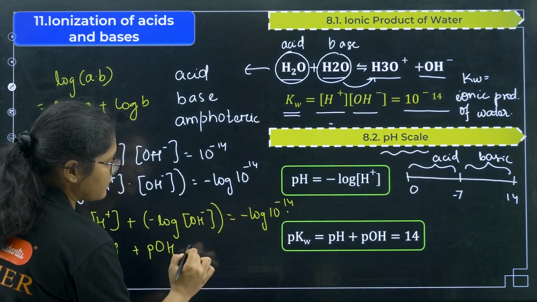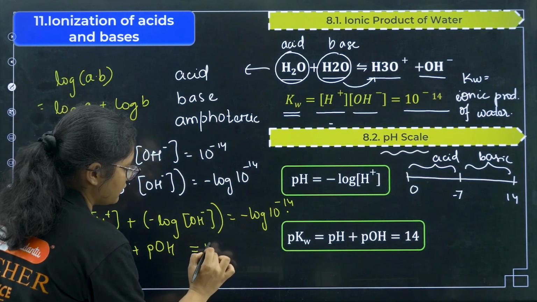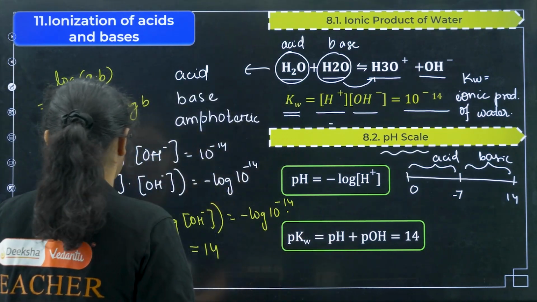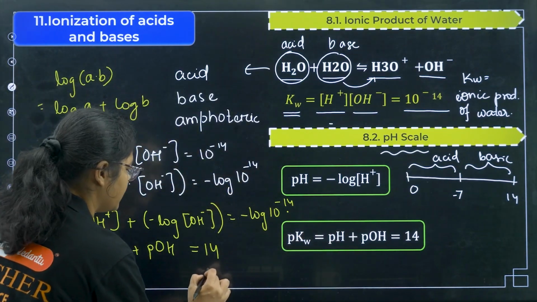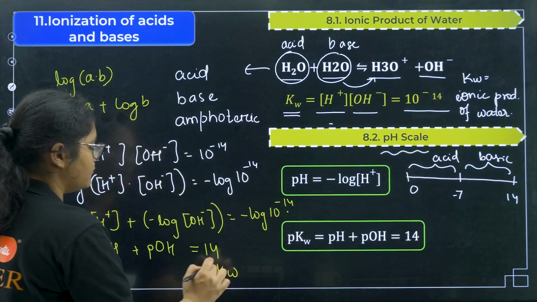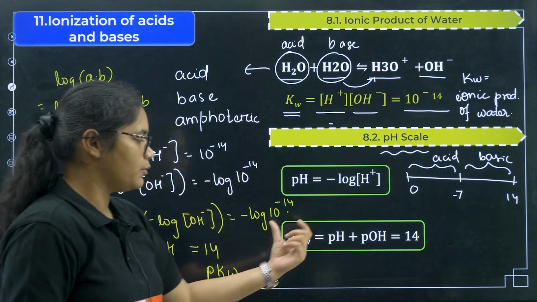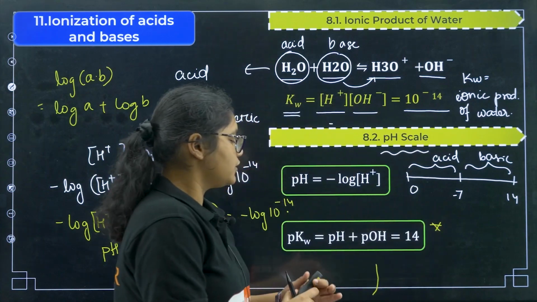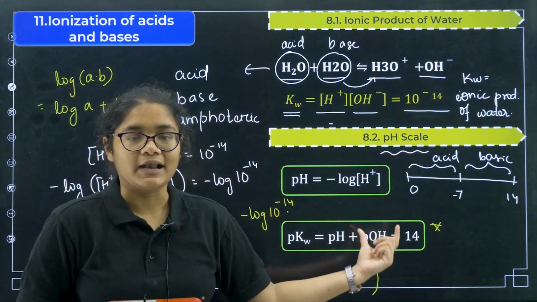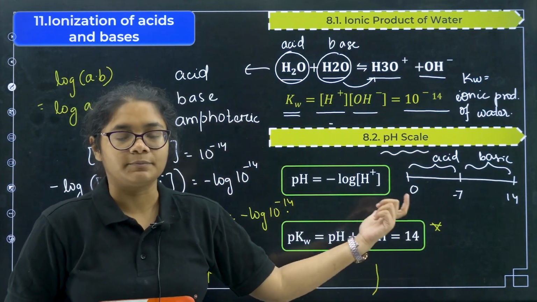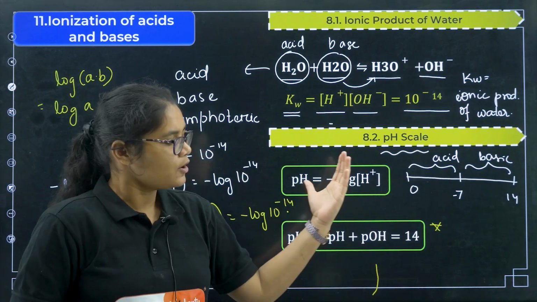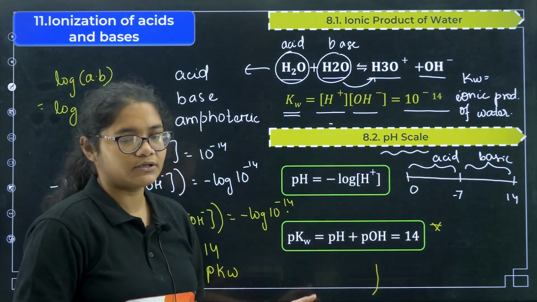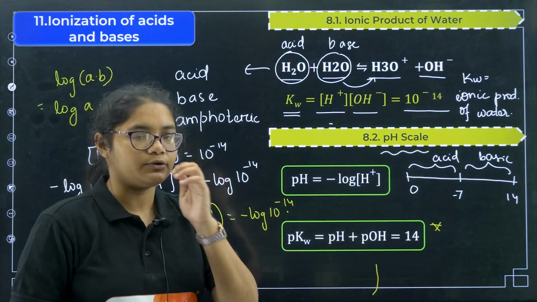Minus log of H+ is pH, minus log of OH- is pOH, right? Minus log of 10 to the power of minus 14 is equal to 14. So that is the relation, and this is called pKw. So pKw is equal to pH plus pOH is equal to 14. This relation is very, very important. If you know the pH value, you can calculate the pOH value by just subtracting it from 14, or if you know the pOH value, you can calculate the pH value. This formula you need to remember.